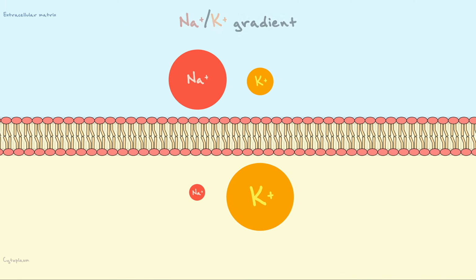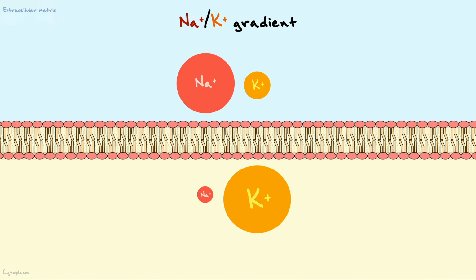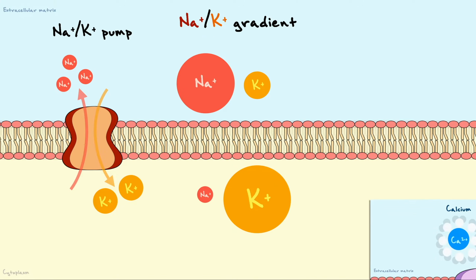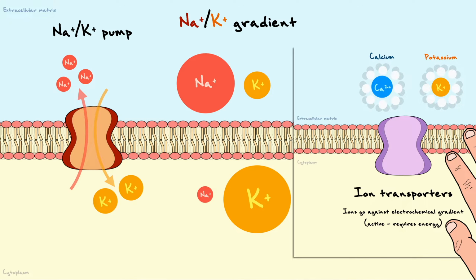The creation and the maintenance of the sodium and potassium gradient is performed by the sodium-potassium transporter, also known as the sodium-potassium pump. During a cycle of this protein, it exports 3 sodium ions for every 2 potassium ions it imports. From what we've mentioned about transporters, remember that moving ions against their concentration gradient requires energy. In this case, the energy to move potassium and sodium comes from the hydrolysis of ATP.